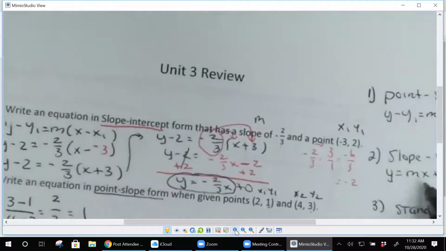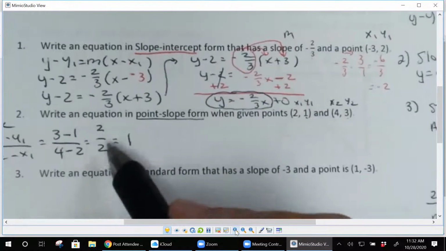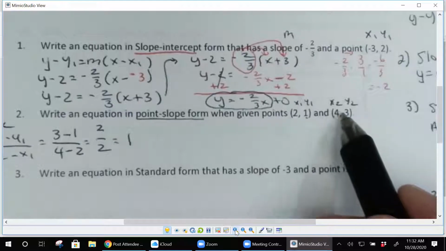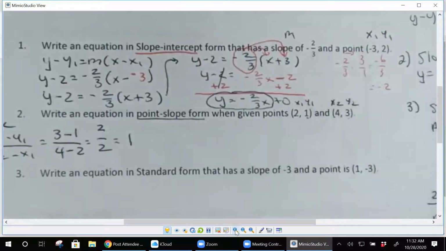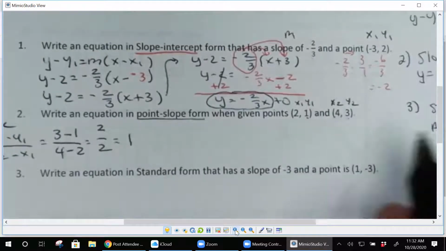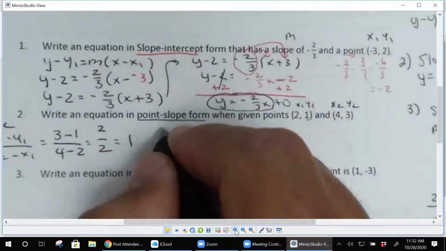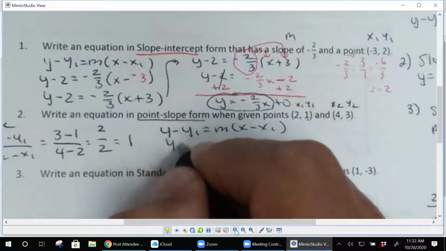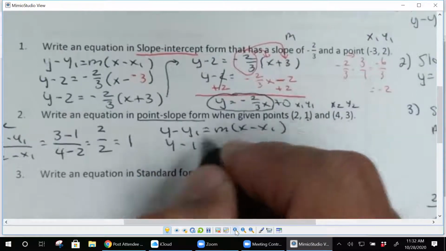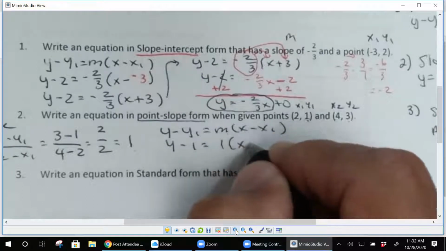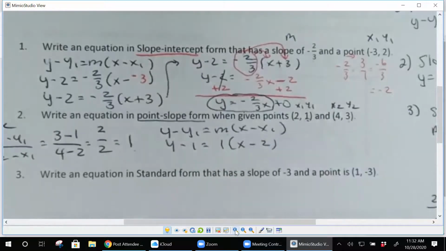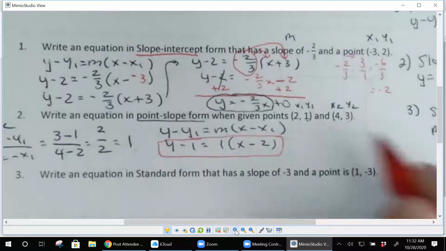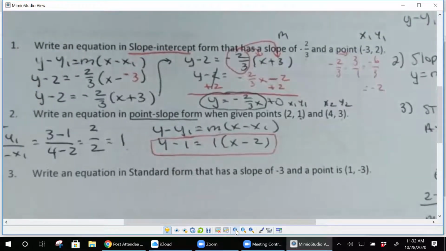Now, I need point slope. That's what it says. So now I have a slope. I need a point, and I only need 1 point. So I can pick either one of these points. You can pick this one, and I can pick that one. They may look different, but in the end results, they'll still be the same. So I'm going to pick this one. Y minus y1 equals m times x minus x1. My y1 here is 1. My slope, we said, is 1. My x stays x. My x1 is 2. Now, we want it in point slope form. This is point slope form, so we're actually done with this. This is my answer. That's my point slope form.